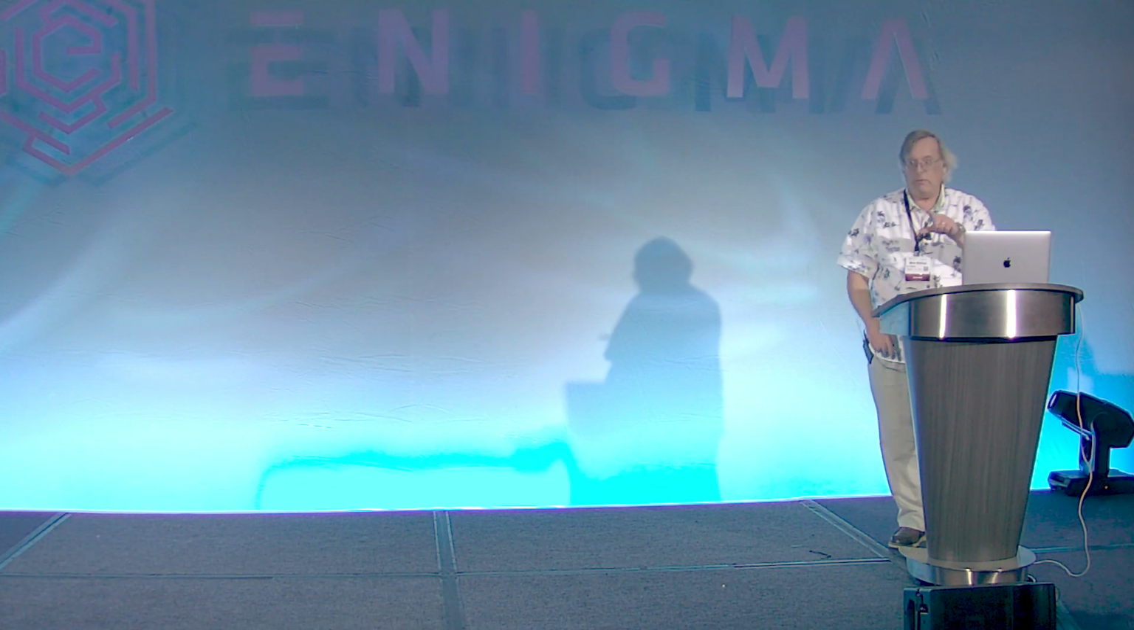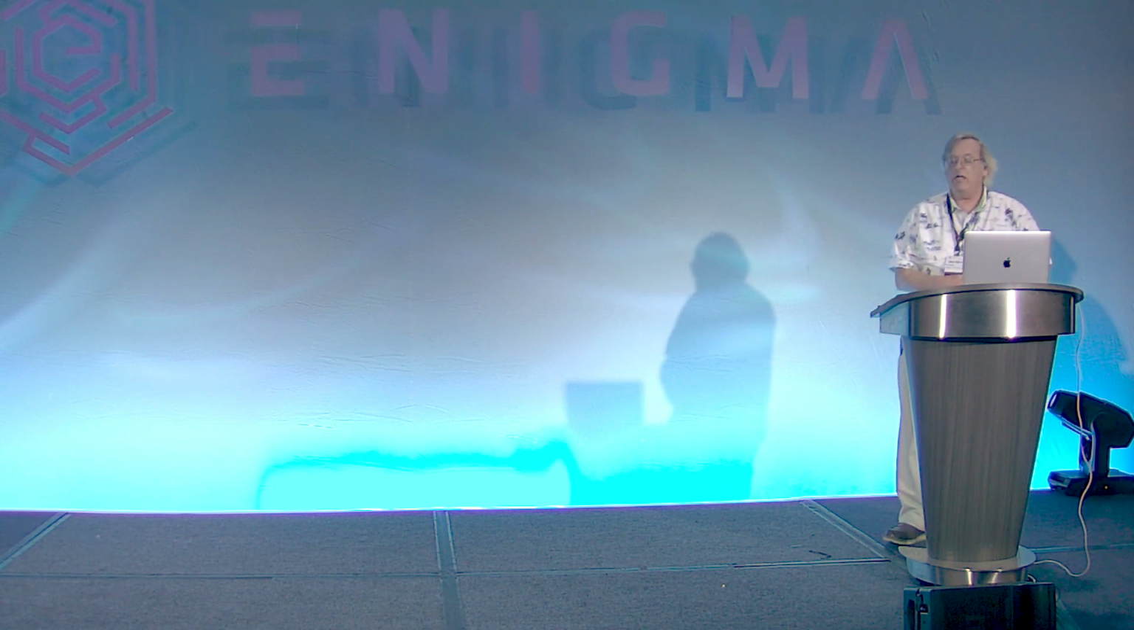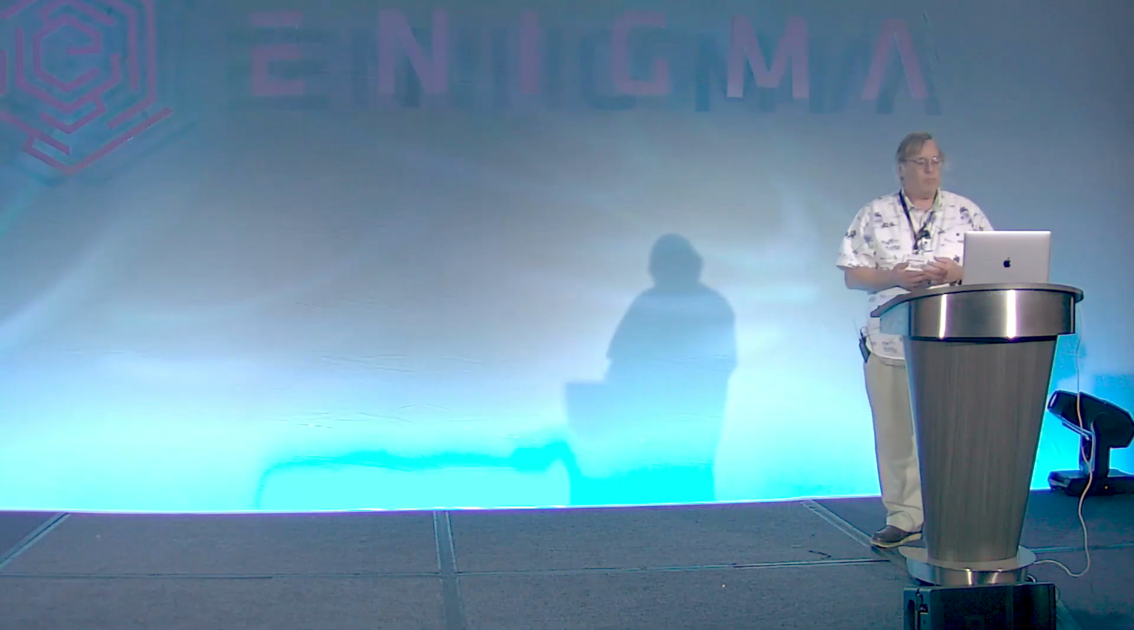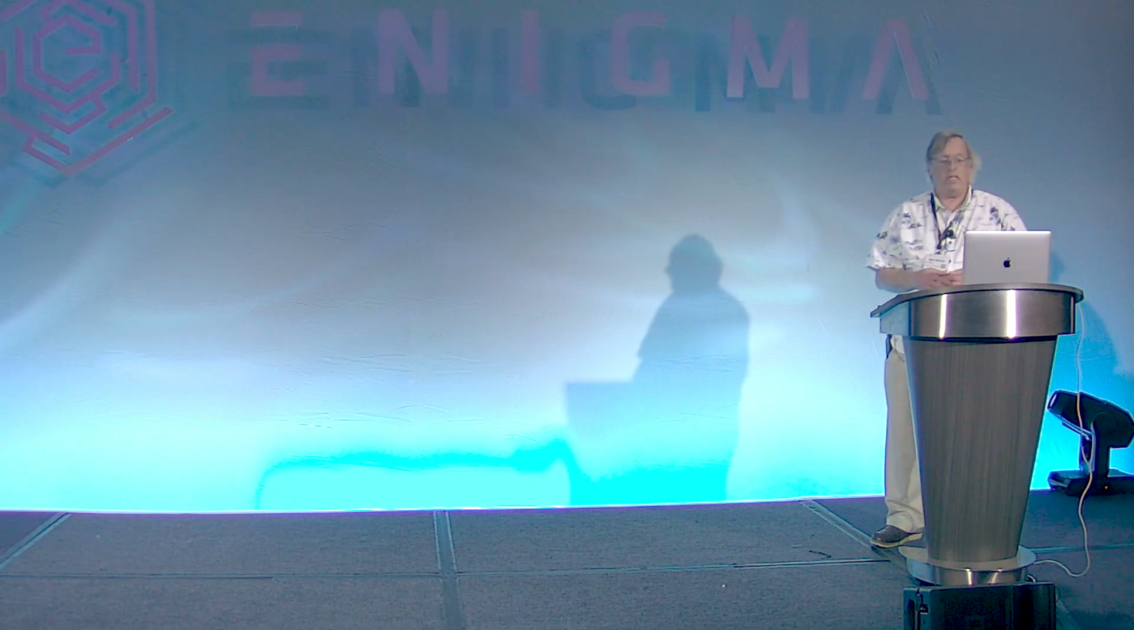And I'll swing back to some issues with big data analytics tools later on in the talk. And finally, the one most direct to science from Karl Popper, who says non-reproducible single occurrences are of no significance to science. So we want people to be able to reproduce our results. And to do that, they often need to get access to the same data that we're using. In fact, psychology is having a huge problem with this right now because some of the seminal papers could not be reproduced. So all of this requires sharing of data, but the sharing of data exposes private and other sensitive information.